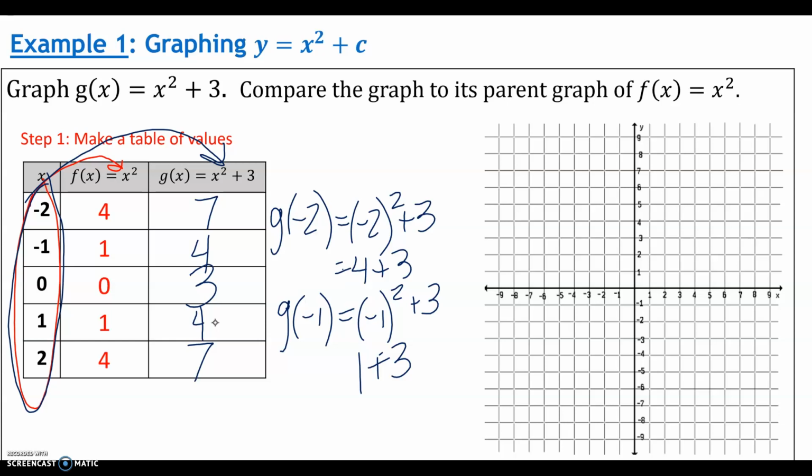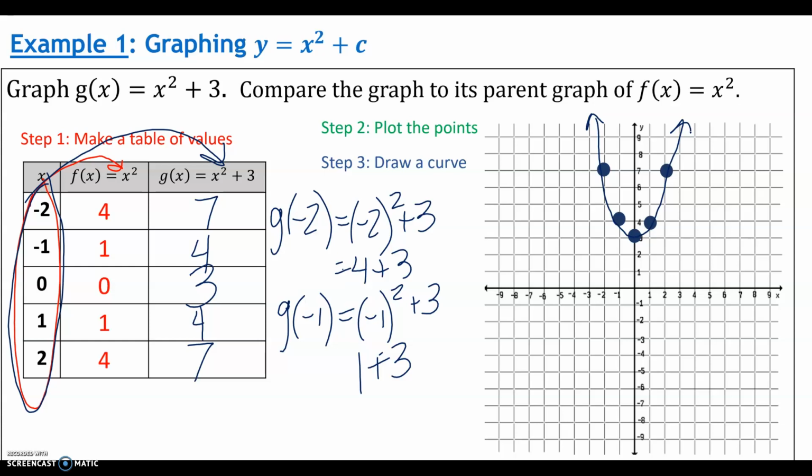So now I'm going to take my blue dots and I'm going to graph it. And I'm going to draw my line. So here's my parabola. But notice it's like shifted up. It's kind of floating in the air. And that vertex is not at 0, 0 anymore.